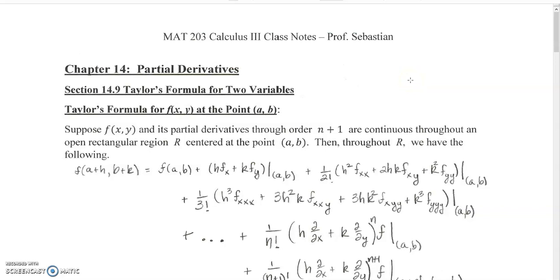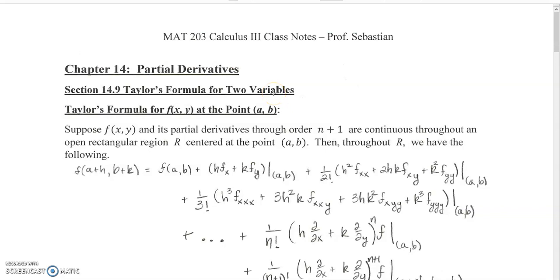All right, welcome back everyone to our Calculus 3 class notes and Chapter 14 on partial derivatives. And we're entering the last section that we're going to cover in Chapter 14. And this section is about Taylor's formula. Section 14.9 is Taylor's formula for two variables.